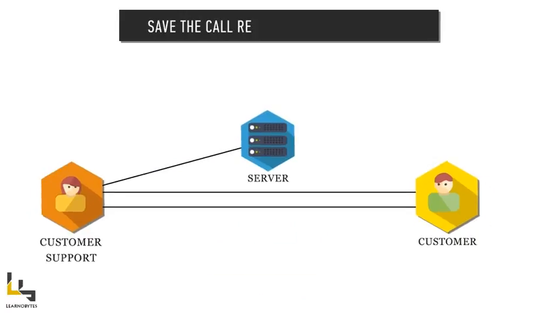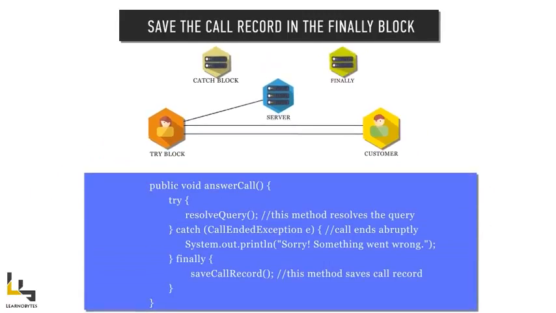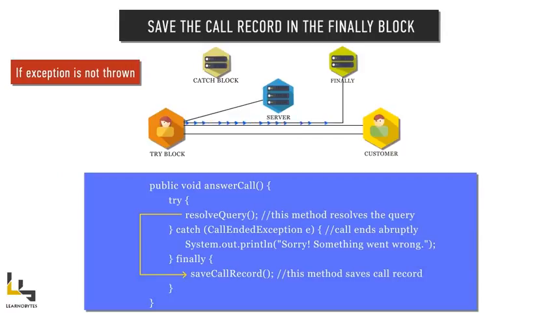Let us have the method to resolve query in the try block. We will save the call record in the finally block. If exception is not thrown, control goes to finally after try block is complete. If exception occurs, first the catch block runs and then control goes to finally.